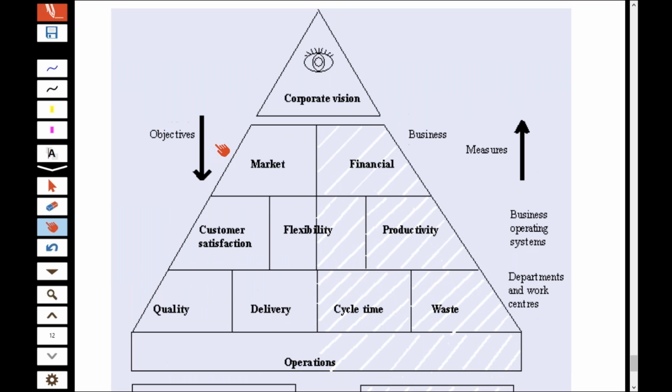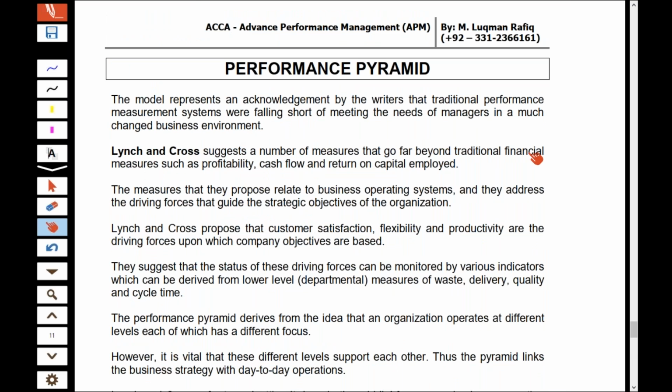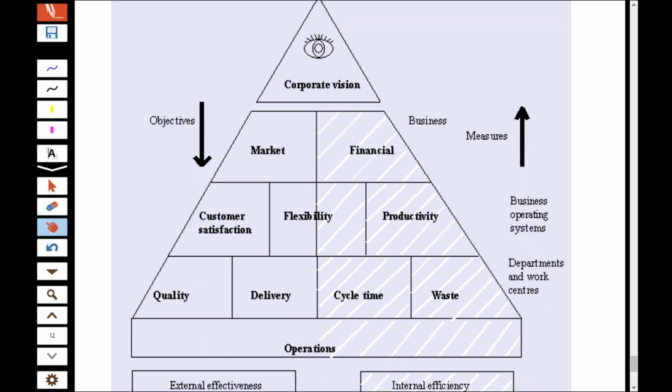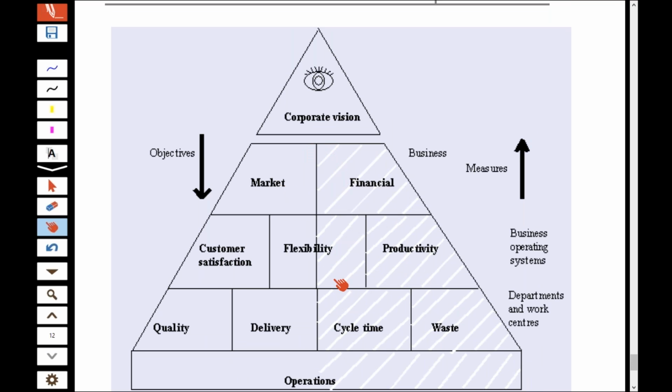Okay, now the last model that we are going to discuss is termed the performance pyramid. This is another important model with respect to performance management, and I'm going to have a quick discussion about it. If you look at this performance pyramid model, you could see the top is vision, then market and financial, then these three: customer satisfaction, flexibility, productivity, then quality, delivery, cycle time, waste, etc.